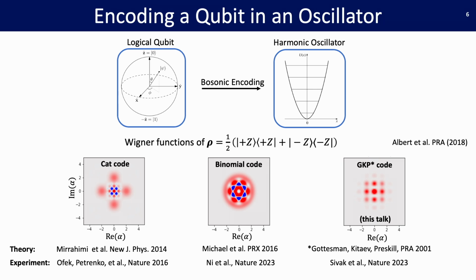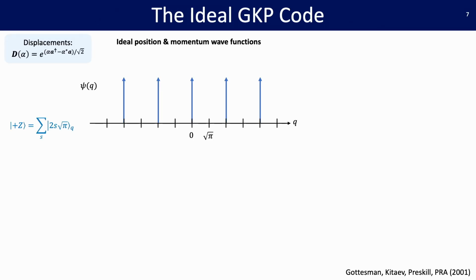But my focus today is going to be on this GKP code, particularly because it admits a very simple extension to the case of qudits with d greater than 2. So great. So first, the case of the qubit, though.